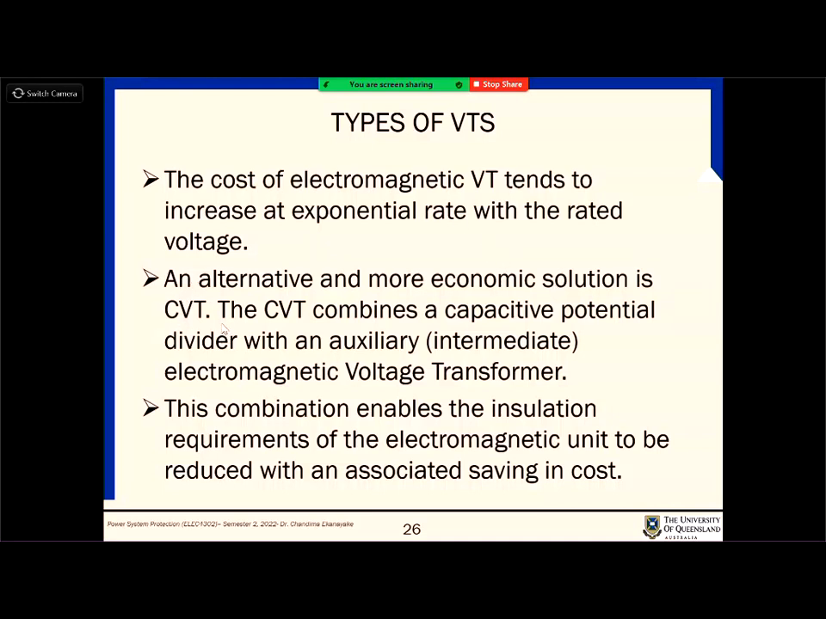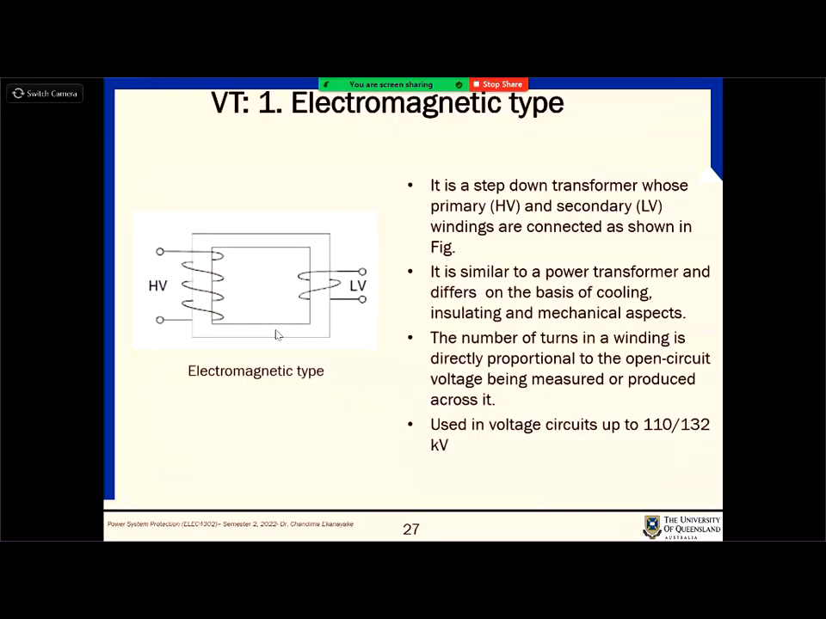CVTs are called capacitive voltage transformers. Capacitive voltage transformers means that the extra high voltage is reduced to a reasonable level by a capacitive divider, and then that smaller voltage is fed to another electromagnetic transformer. So it's a combination of an electromagnetic transformer and a capacitive divider. Then we call it a CVT. We'll look first at the normal electromagnetic type. It's a very simple step down transformer, nothing to look at very specifically there, right?